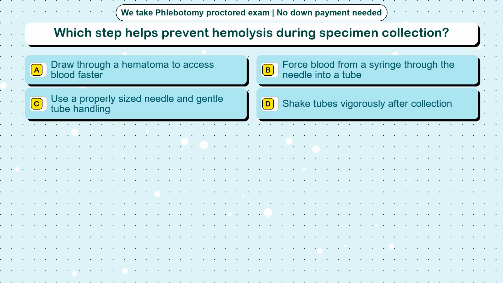Question 80. Which step helps prevent hemolysis during specimen collection? Option A. Draw through a hematoma to access blood faster. Option B. Force blood from a syringe through the needle into a tube. Option C. Use a properly sized needle and gentle tube handling. Option D. Shake tubes vigorously after collection.